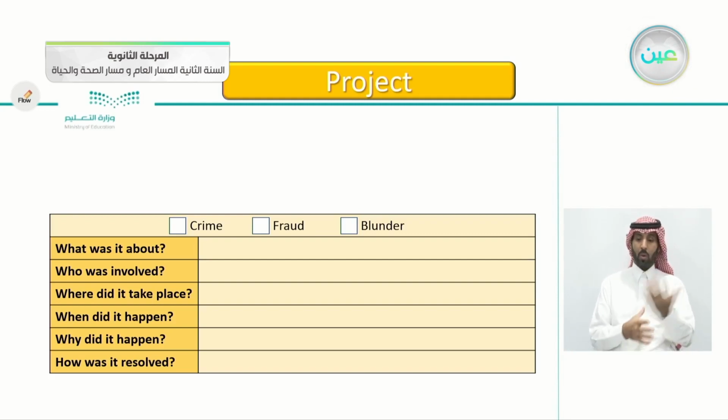Why did it happen? The culprit or the thief who committed this crime, why did he do it? How was it resolved? The ending. Did the police catch him? Did he run away? So you have to tell your friends or your classmates how it was resolved.